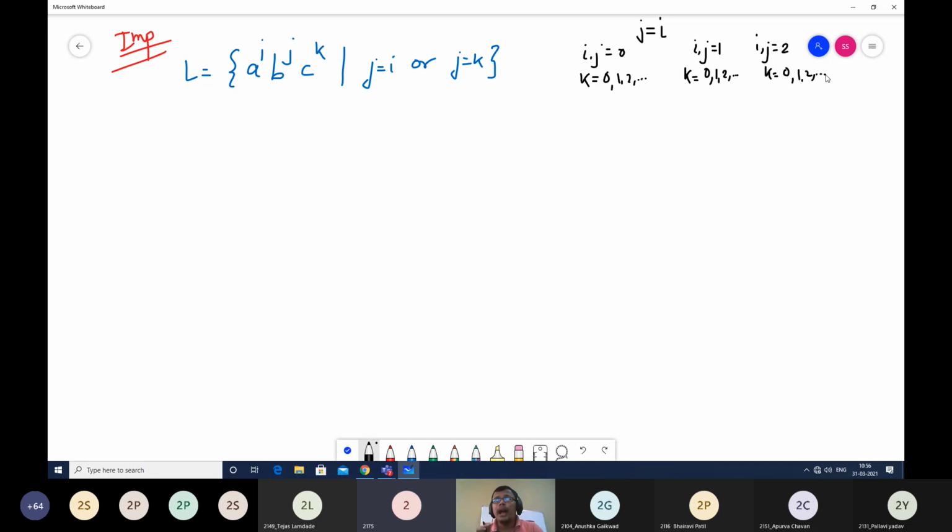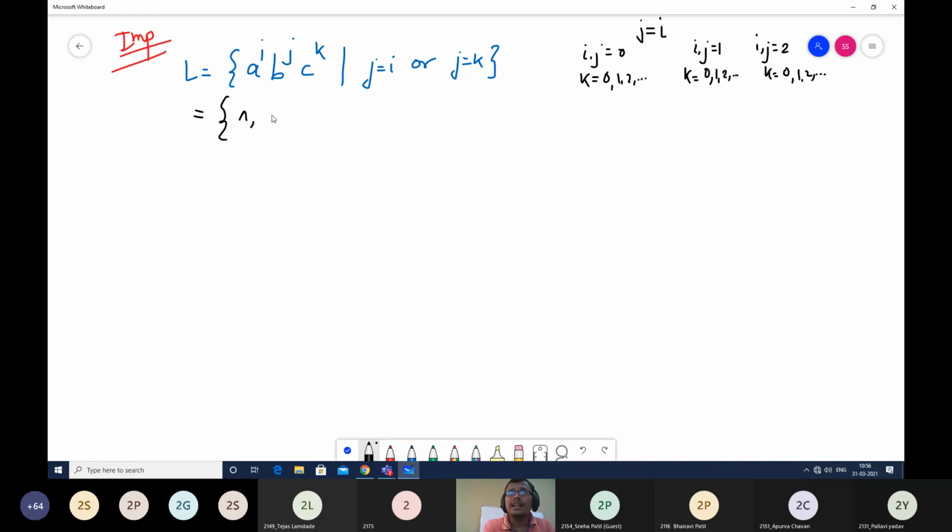So now when I and J are 0, what does it mean? That I'll have no A's and no B's in my string. Now in that also, my K can be 0. And if K is also 0, what will be my string in that case? Null. Very good. My string will be null.